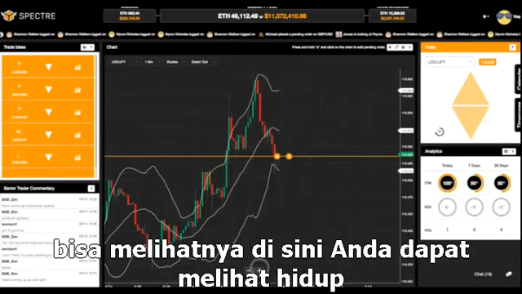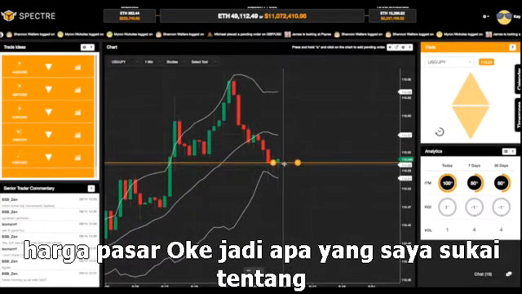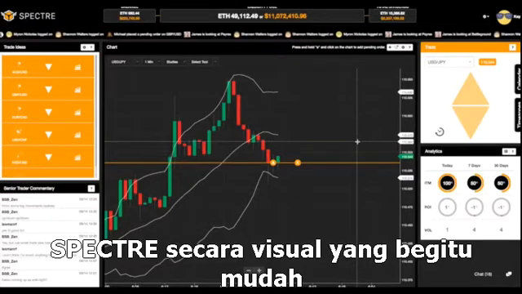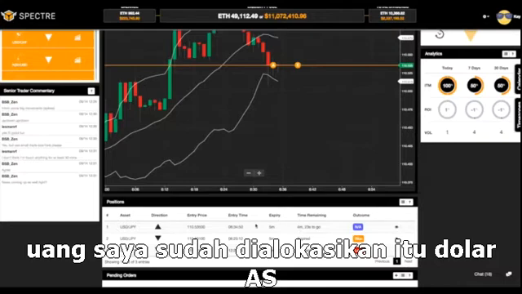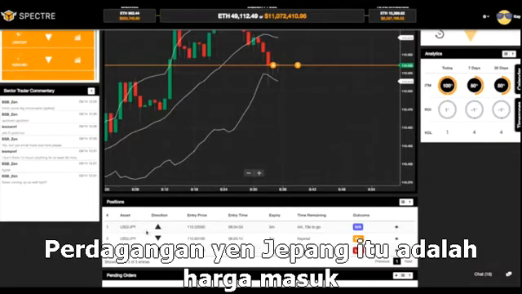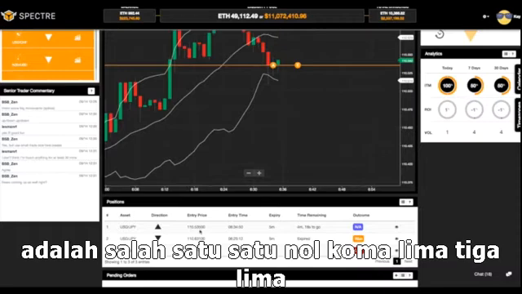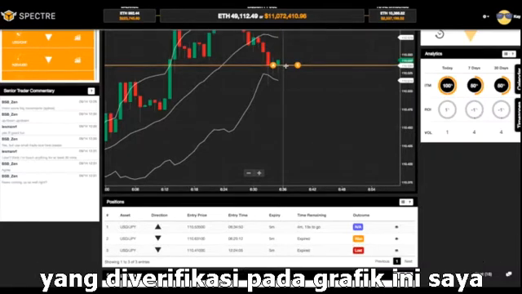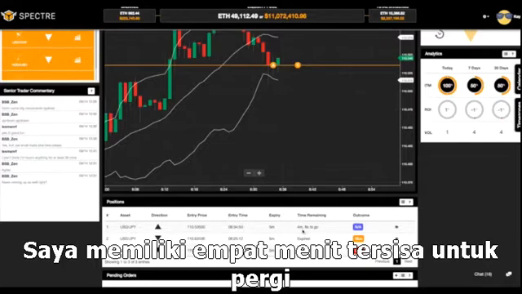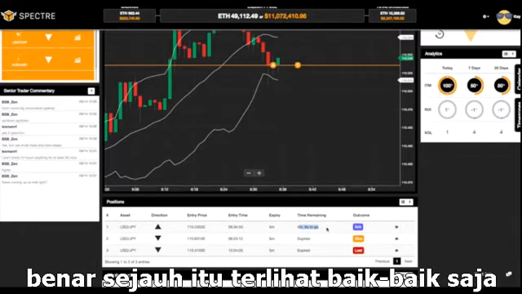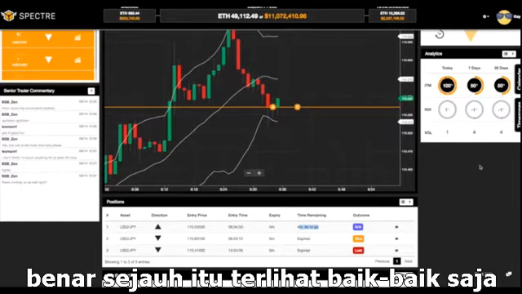We can see it here. You can see the live market price. This is what I love about SPECTRE. It's so visual. It's so easy. And you can see here the amount of money I've allocated. It's a US dollar Japanese yen trade. The entry price was 110.535. That's verified on the chart. This was my entry time. The expiry is 5 minutes, and I have 4 minutes remaining to go. All right, so far it's looking good.